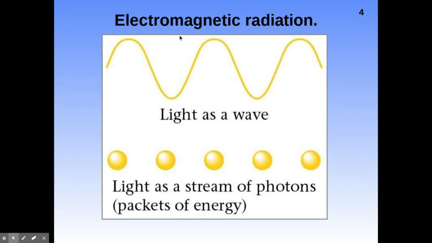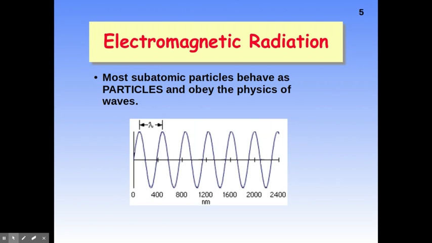So, electromagnetic radiation travels as a wave, but it also acts like a stream of what we're going to call photons, like little packets of energy acting like particles. So, let's get to talking about the parts of the wave today. If you were with me in the class, we talked about this already, but it never hurts to repeat, right?